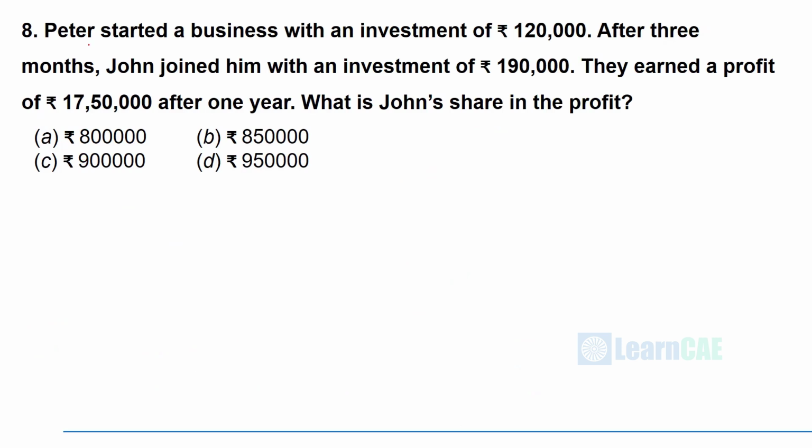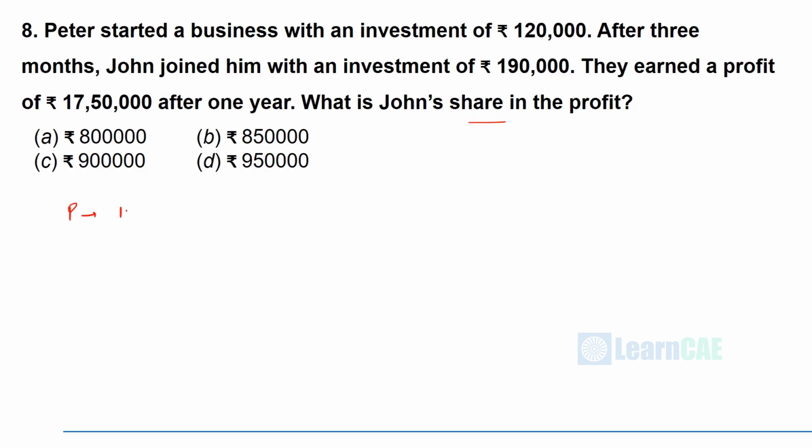Next question. Peter started a business with an investment of rupees 1,20,000. After 3 months, John joined him with an investment of 1,90,000. They earned a profit of 17,50,000 after 1 year. What is John's share in the profit? Okay. This is similar to the earlier problems.